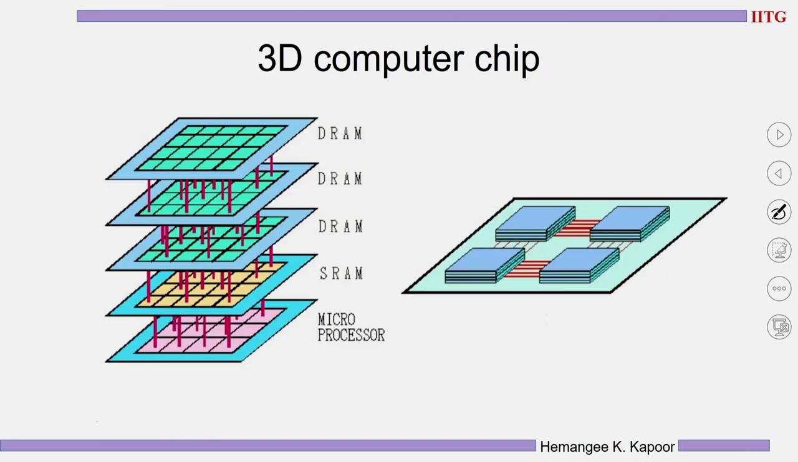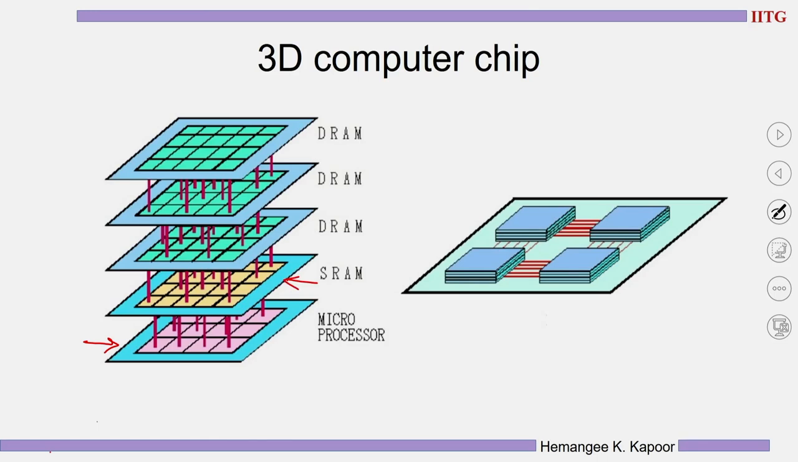And if I manufacture a computer chip using this, how will it look? We can have the microprocessor, that is the CPU, as the first layer. The CPU needs data from the cache, so the caches can be integrated on top of this layer as the second layer. So the SRAM, which is the cache, is glued as the next layer.